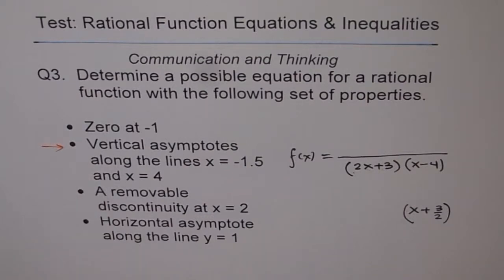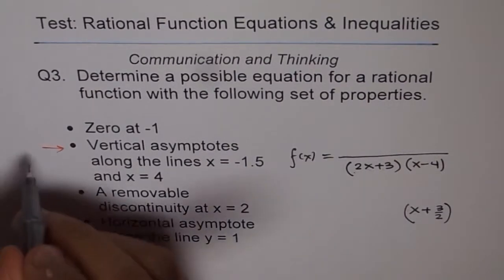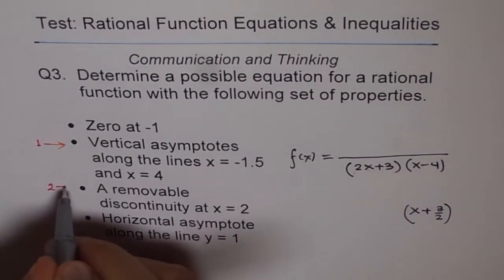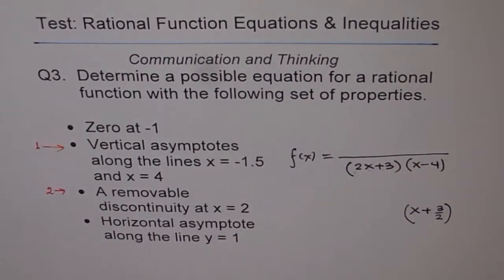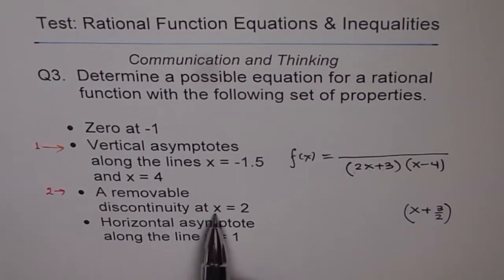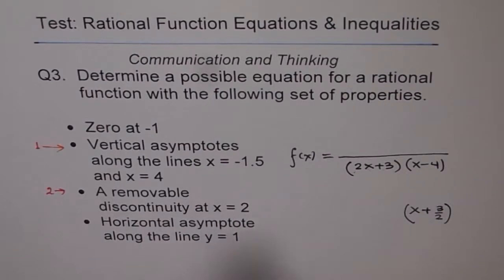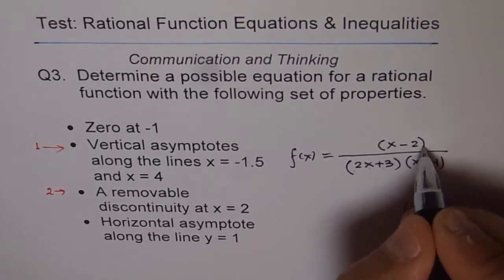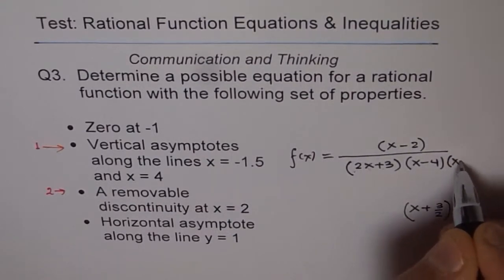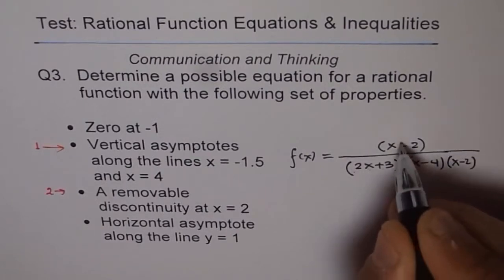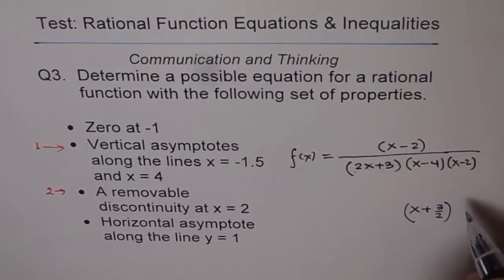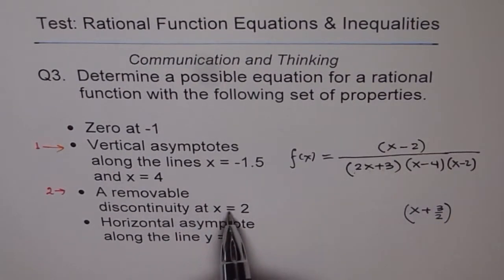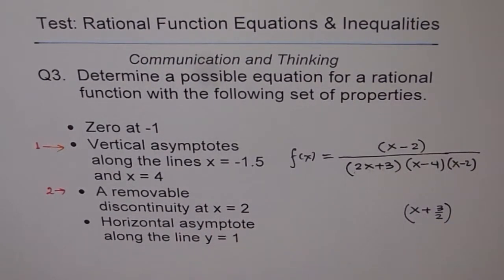Now the next condition, which I'll write as step number 2. The first one was the vertical asymptote; the second is the removable discontinuity at x equals 2. That means we have a factor in both the numerator and denominator, and that is the factor x minus 2. This factor x minus 2, in both numerator and denominator, will cancel out and lead to a hole. That gives us a hole.